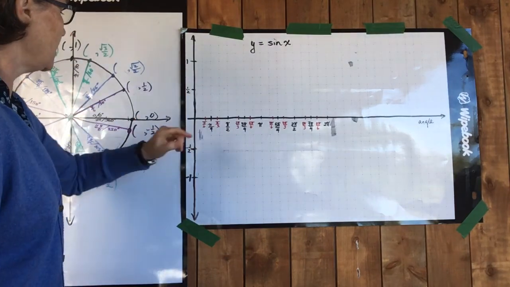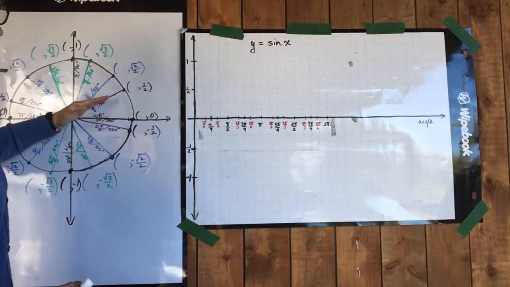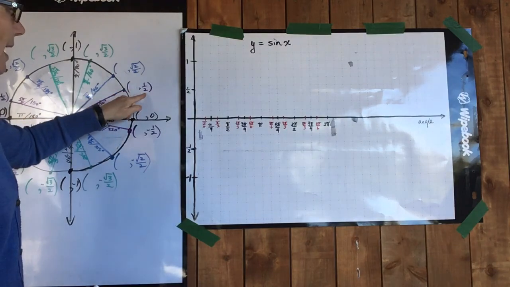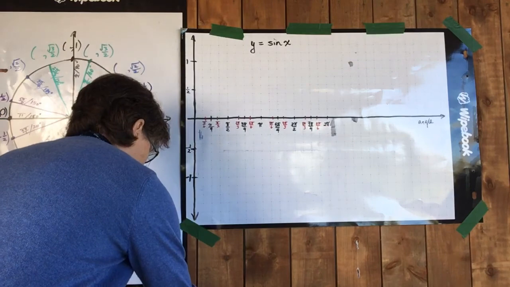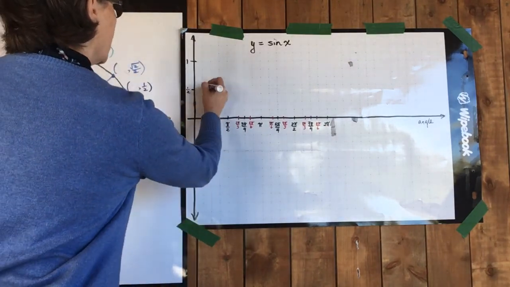Let's go back up here to pi over 6. Pi over 6, 30 degrees. The sine of pi over 6 is 1/2. So that's an easy grid mark to put in here. 1/2. I'll use purple because that's my pi over 6 at 1/2.